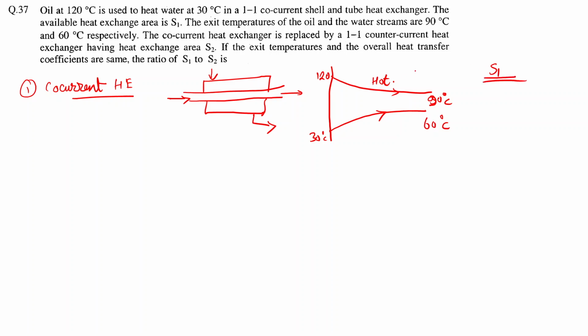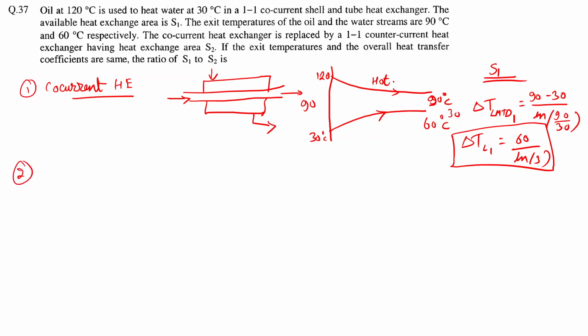Now let's calculate the log mean temperature difference for this case. That is delta T LMTD for the first case. So delta T1 will be 120 minus 30, which is 90, and delta T2 will be 90 minus 60, which is 30. So LMTD will be (90 minus 30) upon ln of 90 upon 30. So this will become delta T L1 as 60 upon ln of 3.